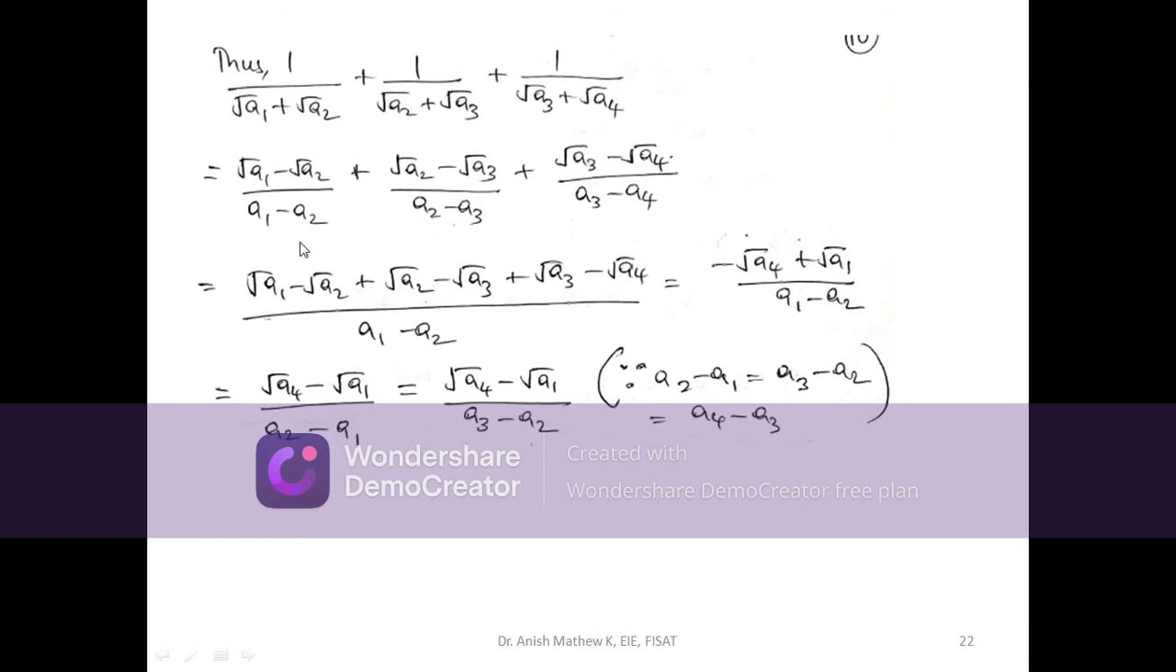Since A1 minus A2 equal to A2 minus A3 equal to A3 minus A4, you can write it with a common term A1 minus A2. All are A1 minus A2. So square root of A1 minus square root of A2 plus square root of A2 minus square root of A3 plus square root of A3 minus square root of A4. Here minus square root of A2 and plus square root of A2 get cancelled, and minus square root of A3 and plus square root of A3 get cancelled. The remaining term is square root of A1 minus square root of A4 by A1 minus A2.